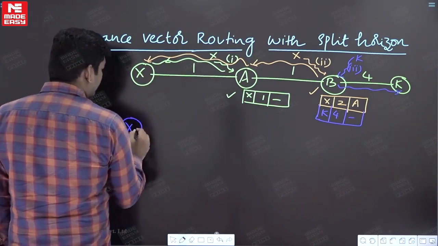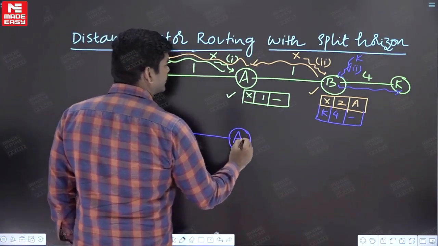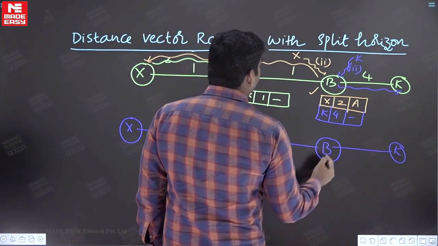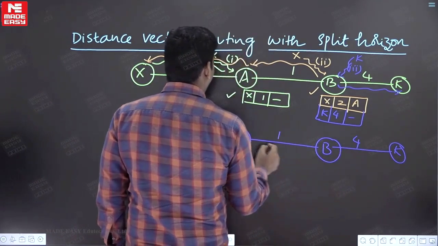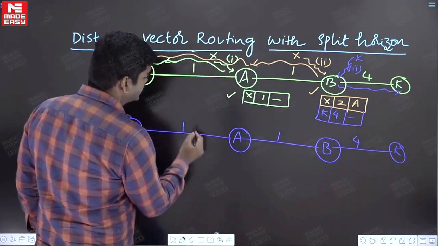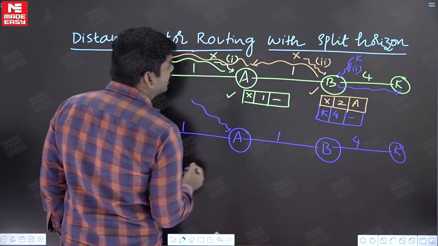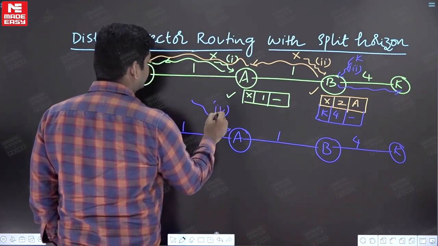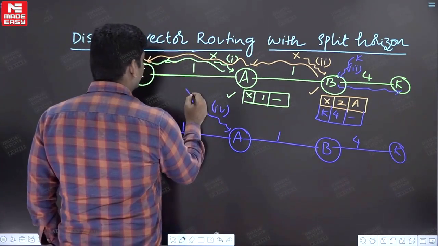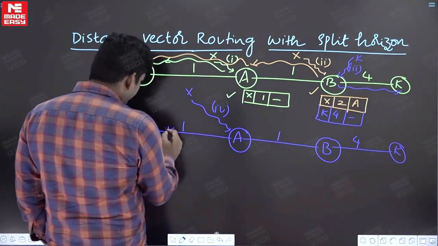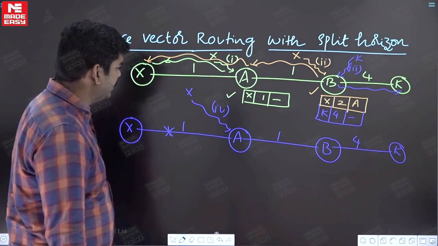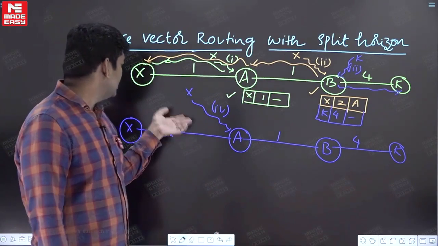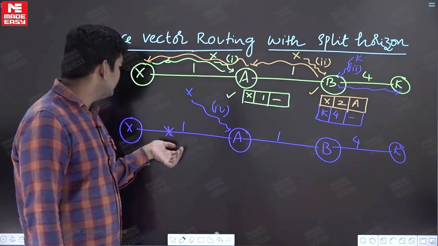See the same thing: X is connected to A, then connected to B, then connected to K. The values are 4, 1 and 1. And at router A, the packet came, and this is case 4, and the packet wants to go to X, and at that time the link is broken. Okay, fine. Now what happens? Cases 1, 2, 3 are working. In this case 4, a packet came to router A, and at that time the link is broken.